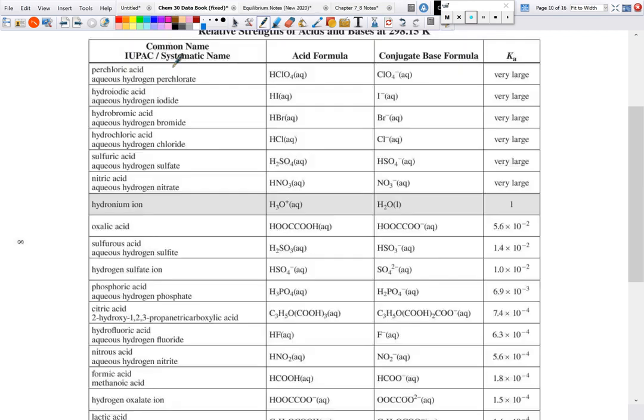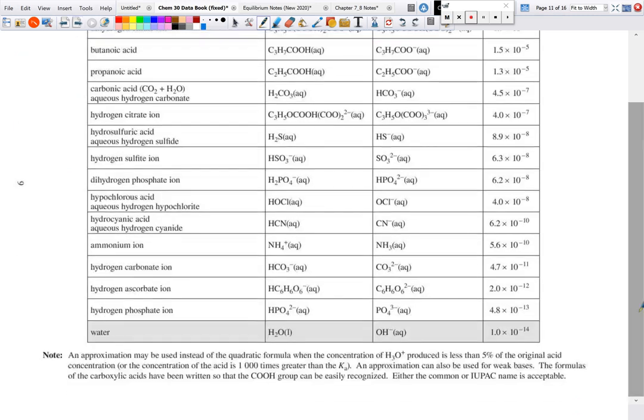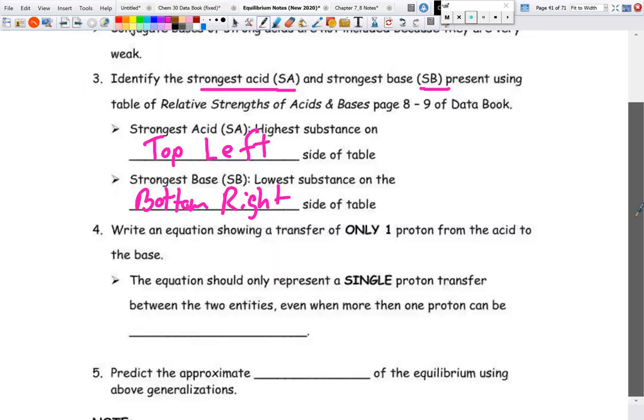So what that means, as we go up on the left, we have our strong acids, and of course as we go down here, we get our strong base. All right, so that's why when you look at our table of relative strength, the one on the bottom right-hand side is hydroxide, the strongest base of all. So that's how we're going to use that.